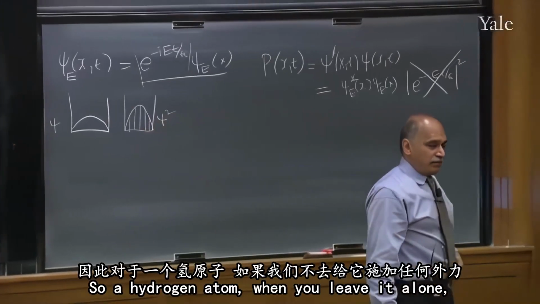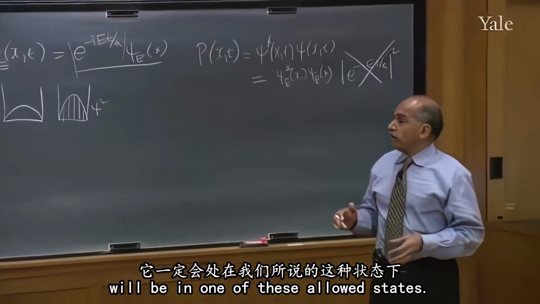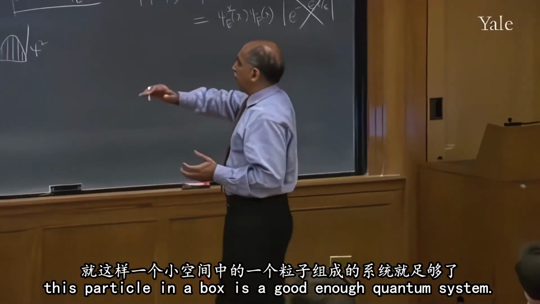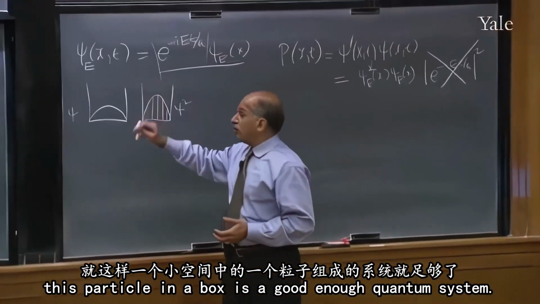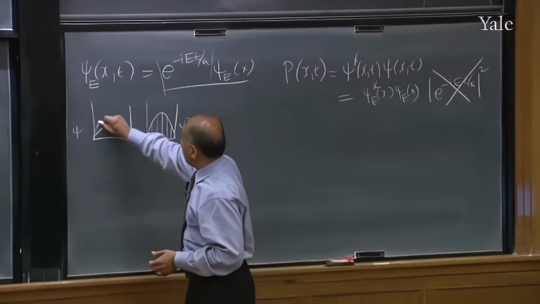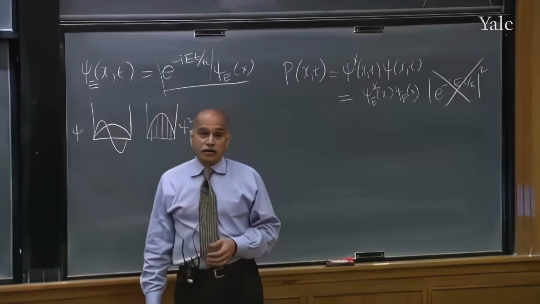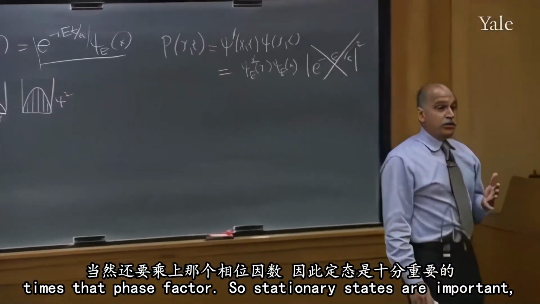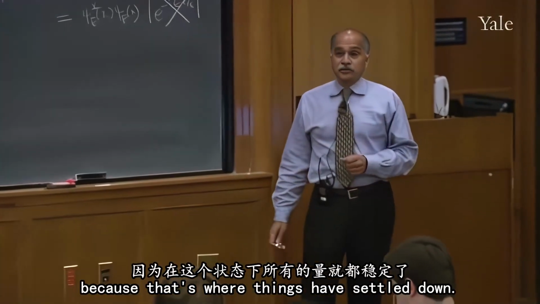So a hydrogen atom, when you leave it alone, will be in one of these allowed states. You don't need the hydrogen atom. This particle in a box is a good enough quantum system. If you start it like that, it'll stay like that. If you start it like that, it'll stay like that, times that phase factor. So these are the stationary states that are important because that's where things will settle down.